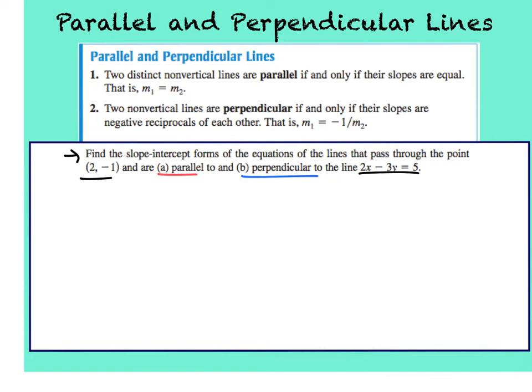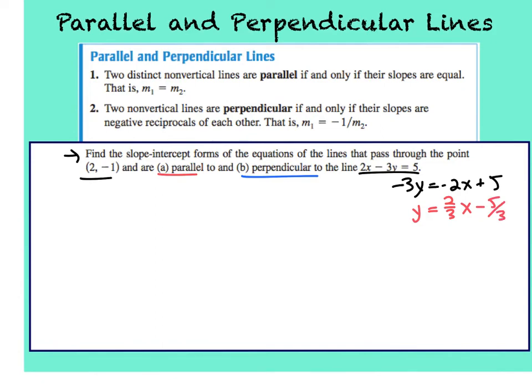I need to get y by itself. So I need to subtract 2x, right? And I really don't care about this 5, honestly. And then I need to divide by what? I need to divide by -3. All right? So then I get y equals, what's -2 divided by -3? Positive 2/3 x. And then I technically have -5/3. But I honestly don't care about the -5/3.